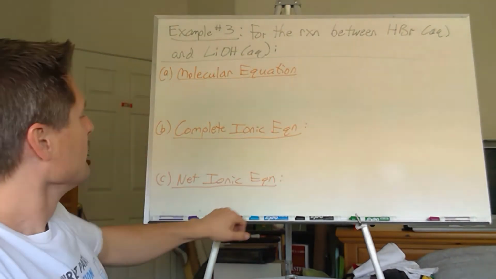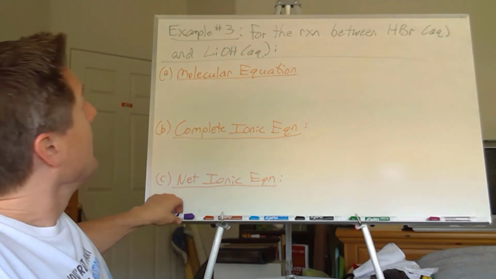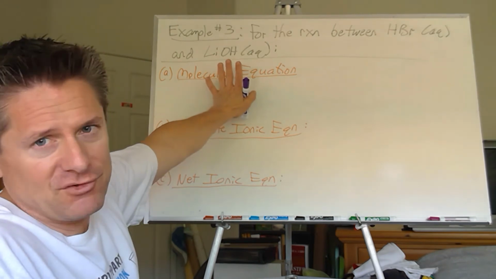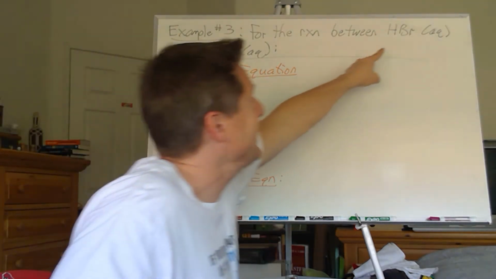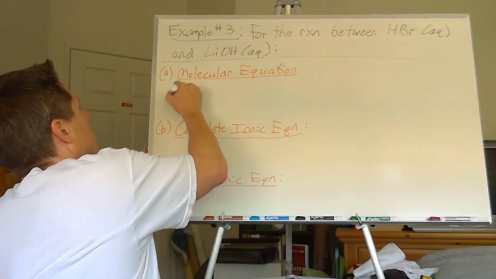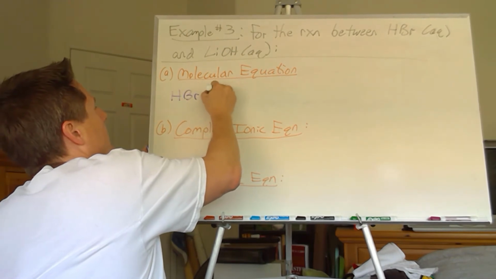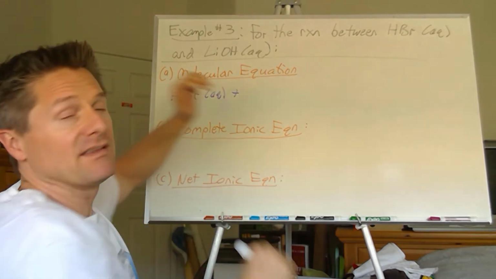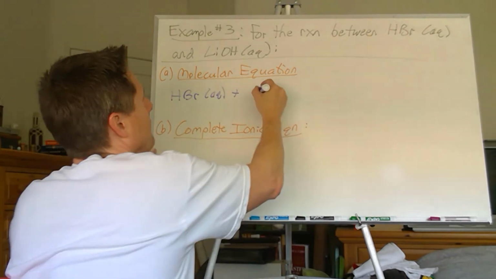Here we go. Although I just told you what was in here. Let's write our species down. Remember, I don't care if it's strong or weak in the molecular equation. Let's take our hydrobromic acid. I'm nice enough to give you formulas. Let's take our lithium hydroxide.